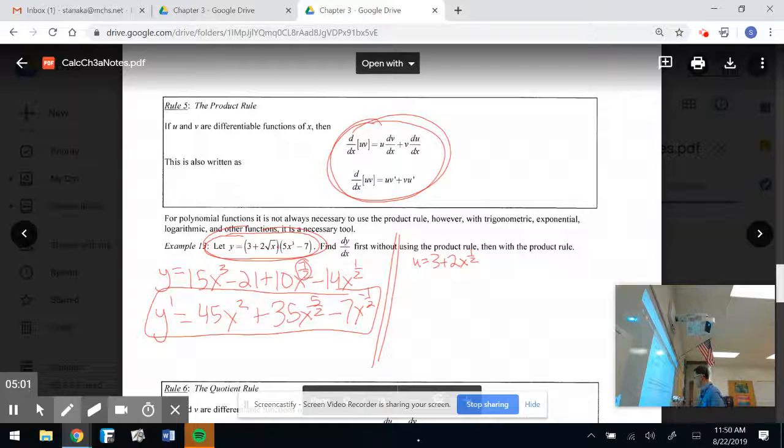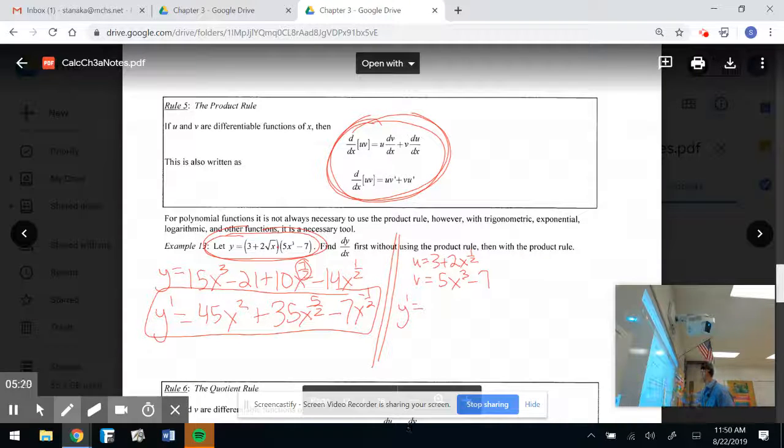Okay? And we're going to say v is equal to 5x to the third minus 7. That's 7 in French. And we're going to take the derivative now. Okay, so I can still call it y prime, but let's get after it. Okay, now what does this product rule say?